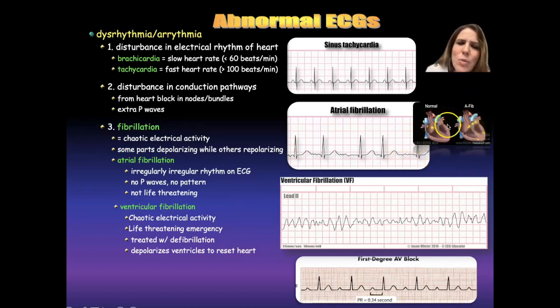So in other words, when fibrillation is going on, there's some kind of chaotic electrical activity going on. You might have some parts depolarizing while other parts are repolarizing. And this could happen in the atria or in the ventricles.